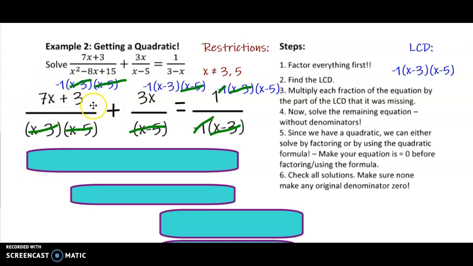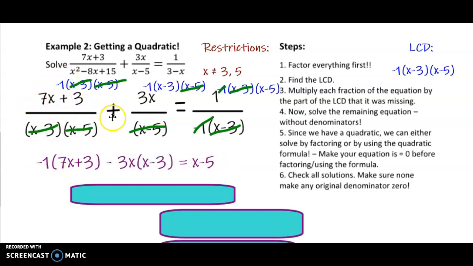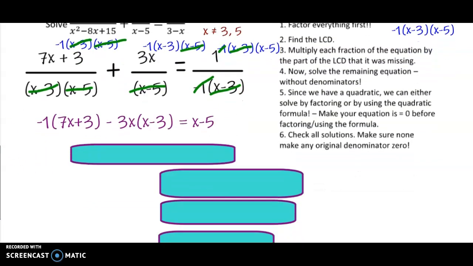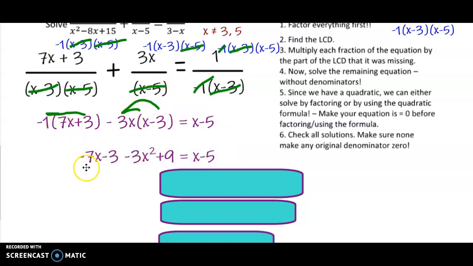I have negative 1 times 7x plus 3. I'm going to make this a minus 3x because negative 1 times 3x is a negative 3x times x minus 3. And here all that's left is 1 times x minus 5, so that's just x minus 5. I'm going to simplify that further by distributing. So negative 1 times 7x, negative 1 times 3, negative 3x times x, negative 3x times 3. So I get negative 7x minus 3, negative 3x squared plus 9 still equals x minus 5.